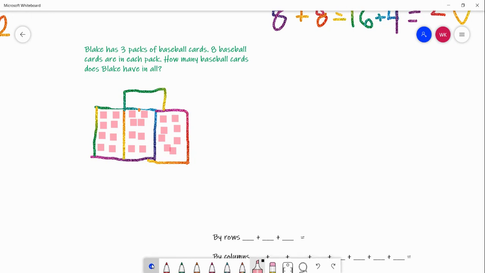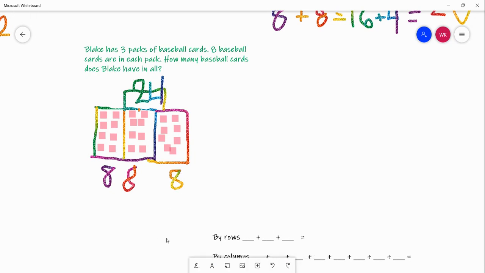So we can go ahead and count up how many baseball cards we have. 1, 2, 3, 4, 5, 6, 7, 8, 9, 10, 11, 12, 13, 14, 15, 16, 17, 18, 19, 20, 21, 22, 23, 24. So Blake has 24 baseball cards in all. So we had 8 in this pack, 8 in this pack, and 8 in this pack.